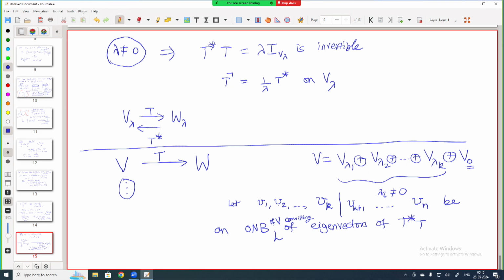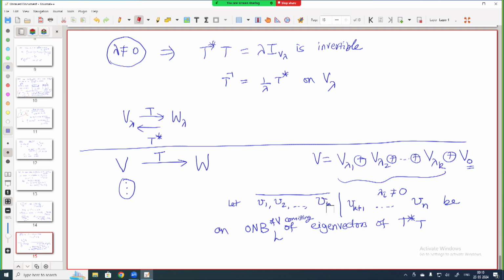Separated with the bar means V1 and V2 can both be in the same eigenspace. Is that what you mean? Yes, sir. The dimension may not be k. No. So, I will tell you what I mean by this bar. V1, V2, Vk are the eigenvectors corresponding to the non-zero eigenvalues. Oh, you are saying the same k. Yes, I understood. Sorry, absolutely.